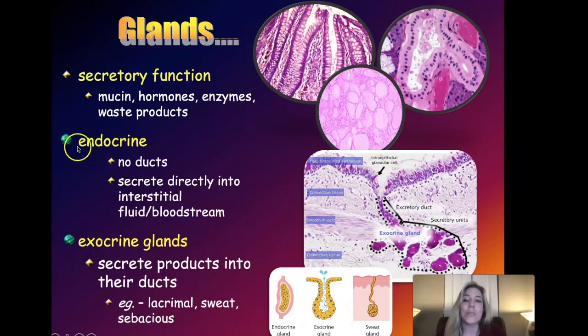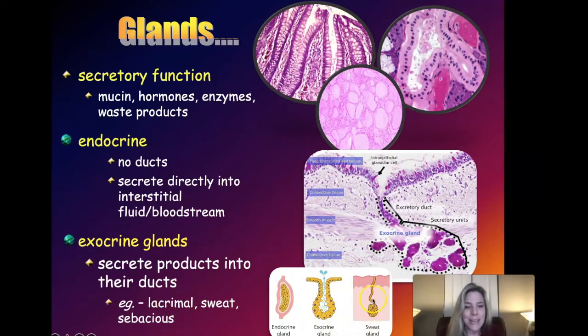The two main categories are endocrine glands and exocrine glands. One of the big differences between endocrine and exocrine glands is that endocrine glands have no ducts. They're going to take the stuff that they produce and secrete it directly into the bloodstream or the interstitial fluid, whereas exocrine glands have ducts. And so whatever they secrete from the cells lining that gland is going to go into this duct and then be secreted from there. Examples of exocrine glands would be lacrimal glands that produce your tears.